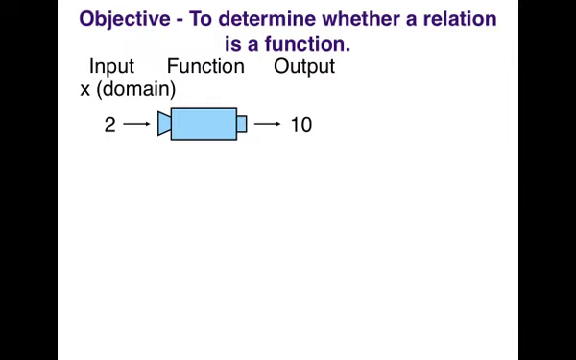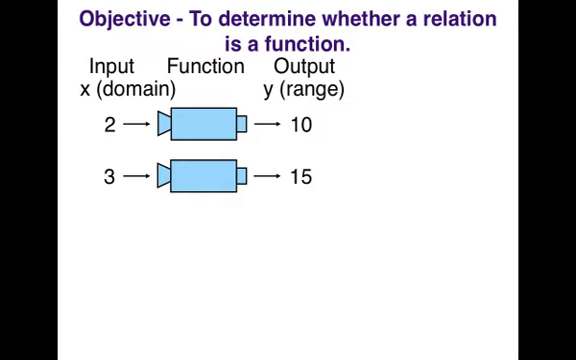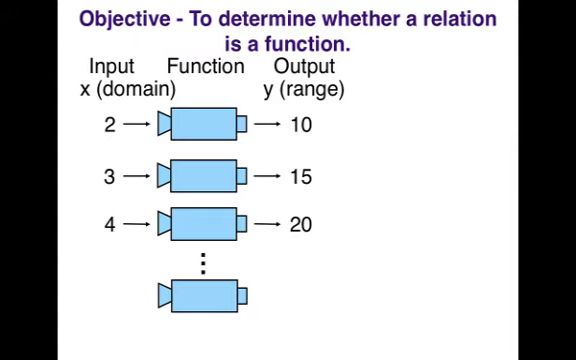Your input is also known as your x or your domain. Your output is known as your y or your range. So let's take that same function, that same machine, and this time we're going to plug in 3. And what happens when we plug in 3? We get an output of 15, which pretty much narrows it down to our function is multiplying the input by 5. And if we do another one, this time we're going to plug in 4, and we'll get 20. And we could keep going forever, but we'll do one more here. We'll do 7. If we plug in 7, we get 35.